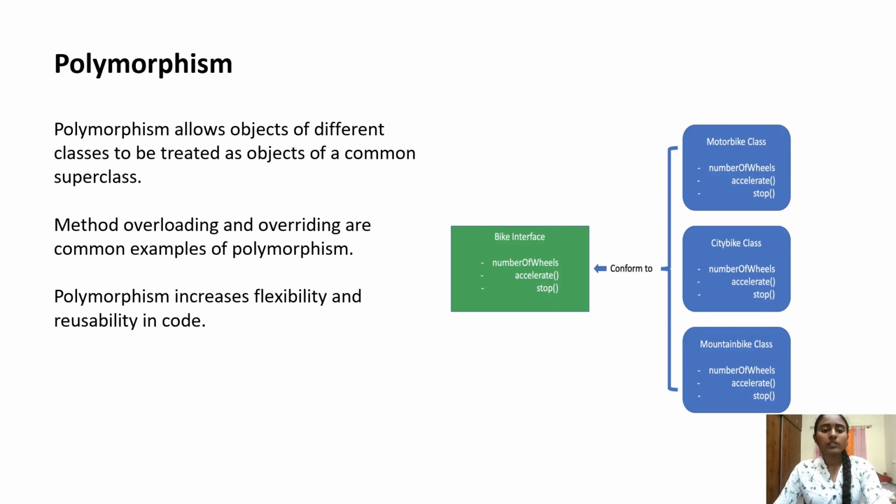Polymorphism. Polymorphism allows objects of different classes to be treated as objects of a common superclass. Method overloading and overriding are common examples of polymorphism. Polymorphism increases flexibility and reusability in code.